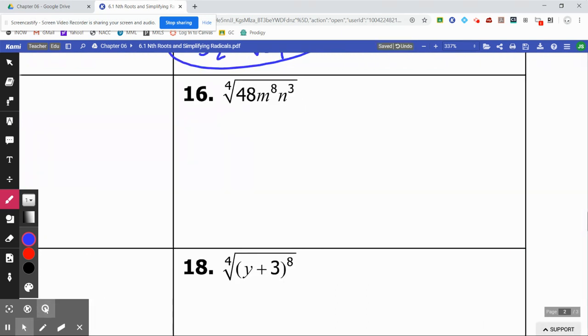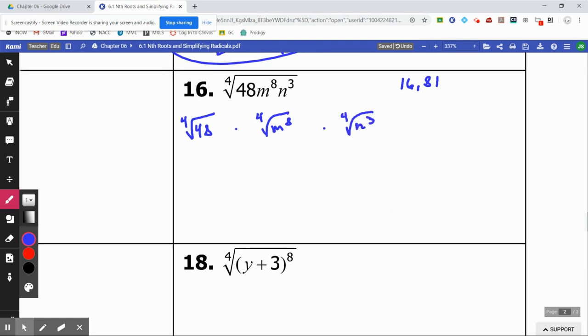Okay, number 16. The numbers that we know the fourth root of, we know that 2 to the 4th is 16, 3 to the 4th is 81, and that's already way too big. So more than likely 16 is going to work. Fourth root of 48 times the fourth root of m to the 8th, which we already know because that's a multiple of 4. And then finally the fourth root of n to the 3rd. 48 can be split into the fourth root of 16 times 3. And we know the fourth root of 16, so I'm going to circle it.